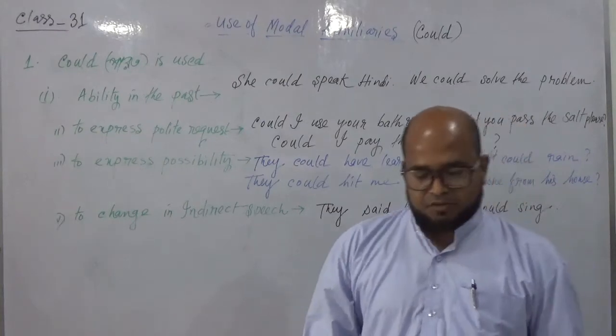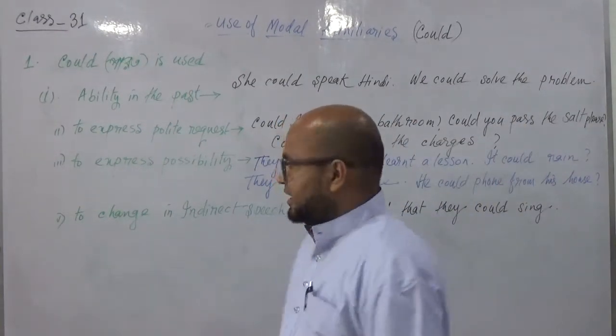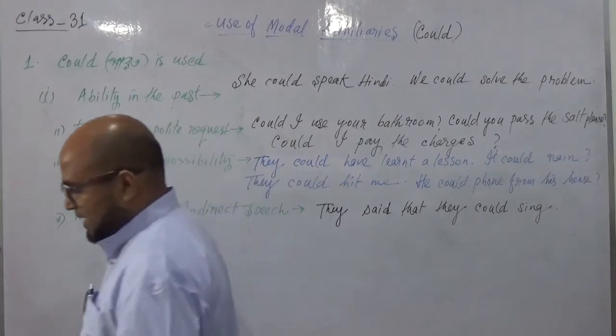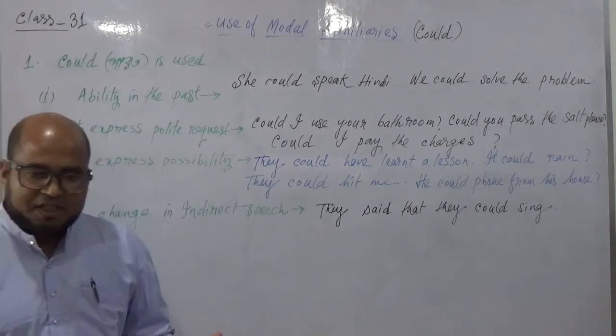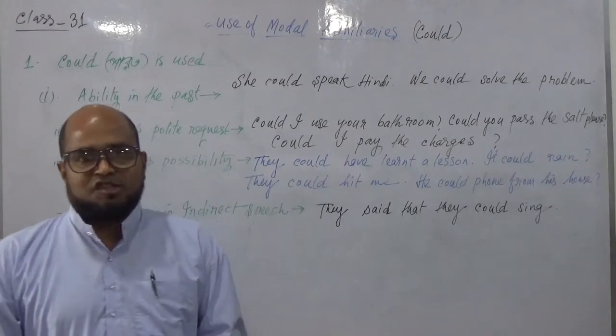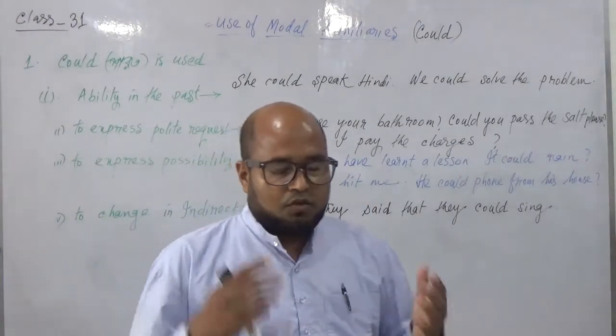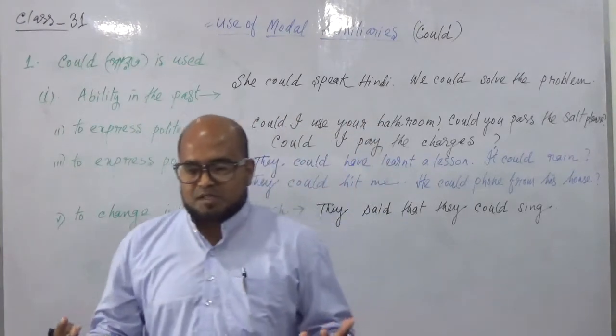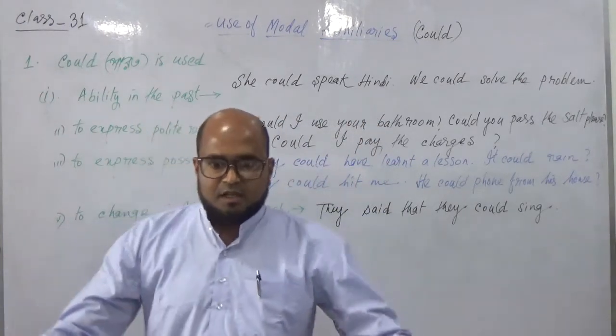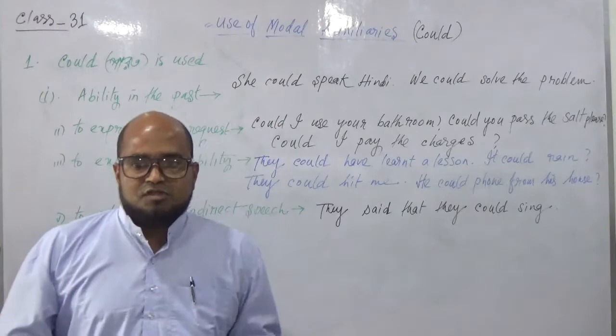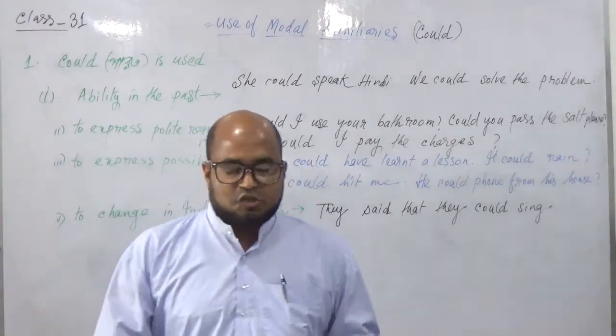Students, I am again before you to take the class of spoken English. Today I will explain to you the second model auxiliary, that means could. Could is very important. Could is very vital whenever you express yourselves to others, especially because could is used in past conditions, in past situations.